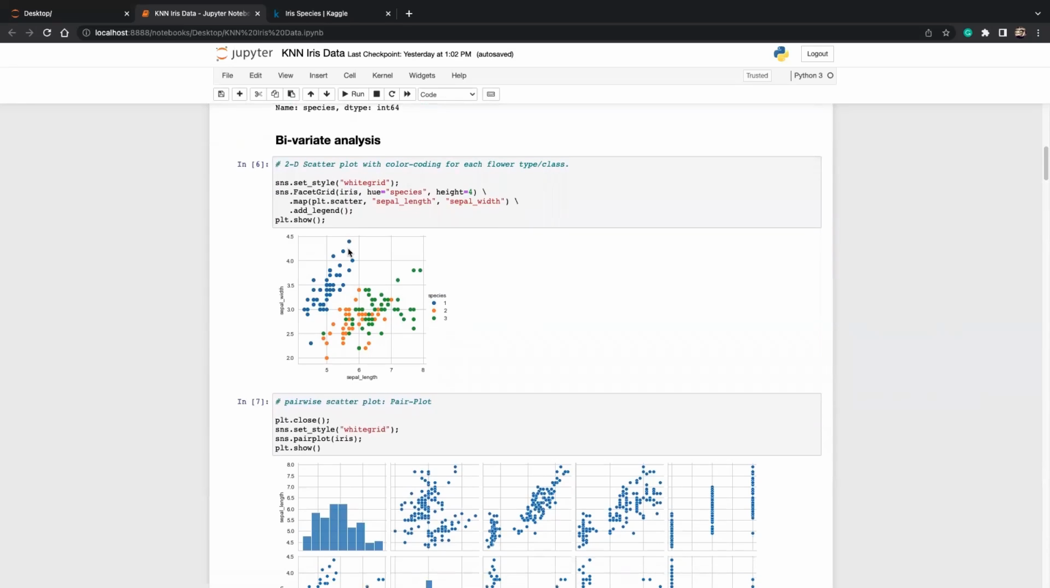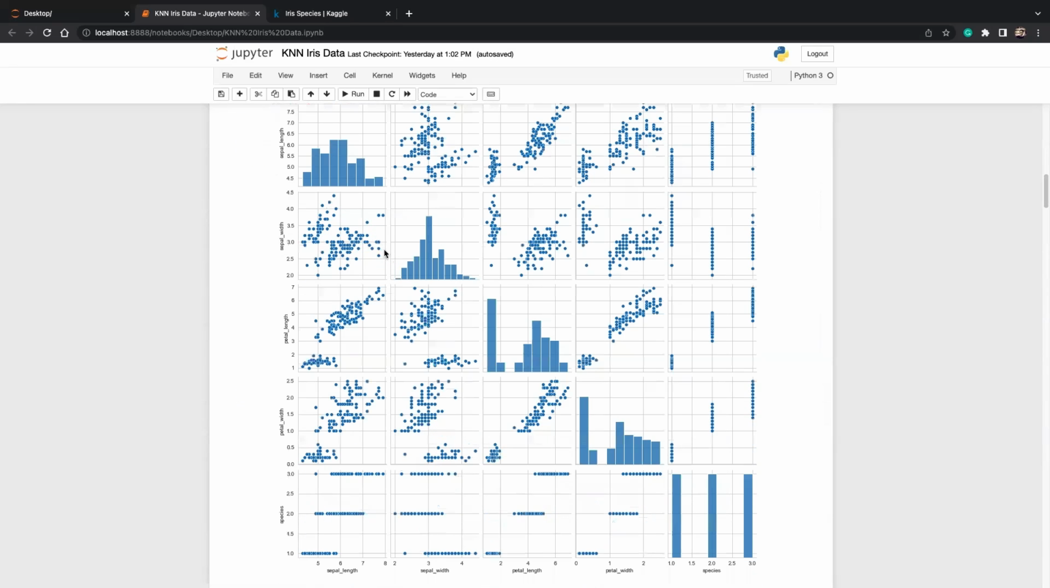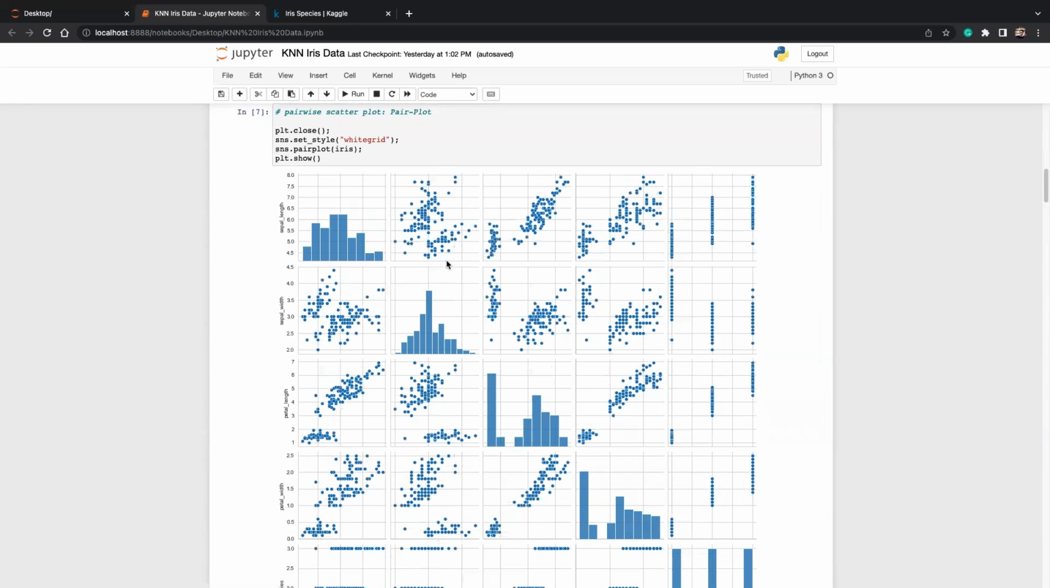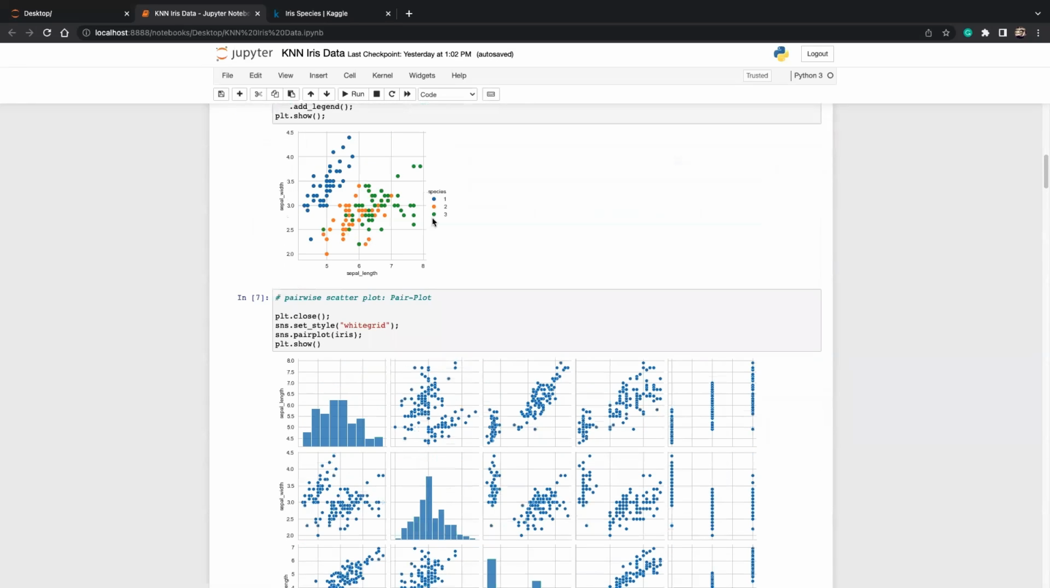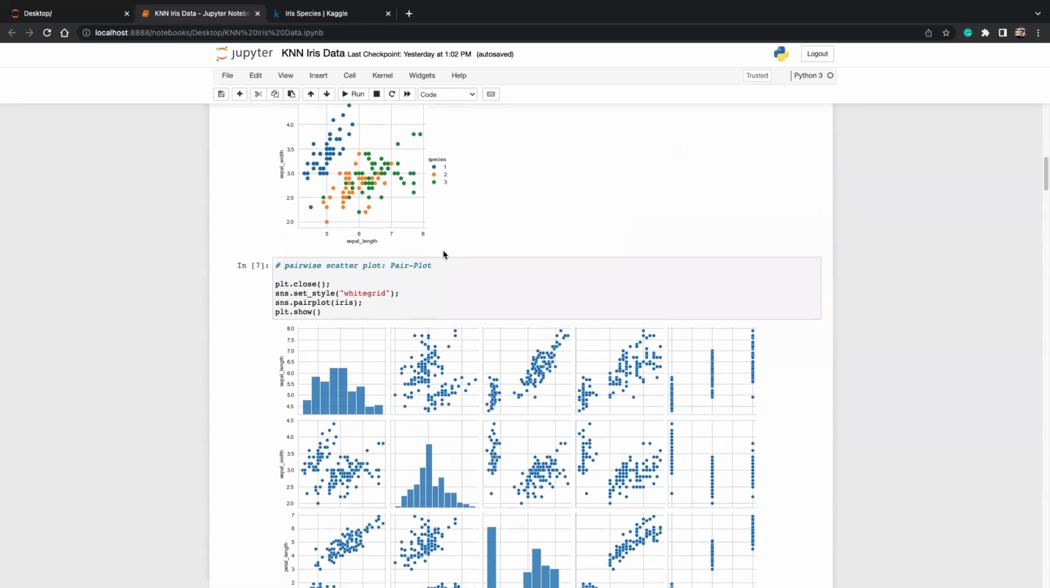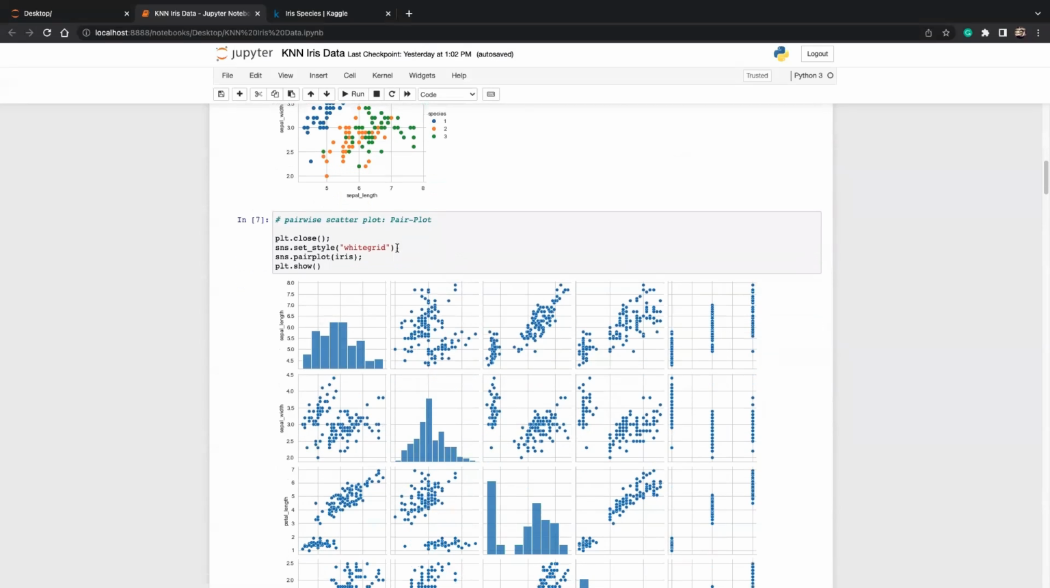We did bivariate and univariate analysis. In bivariate analysis, we have taken the sepal length and sepal width to classify the 3 species. As you see in the legend, the 3 species have been indicated with blue, orange, and green. Blue indicates setosa, orange indicates versicolor and green indicates virginica.